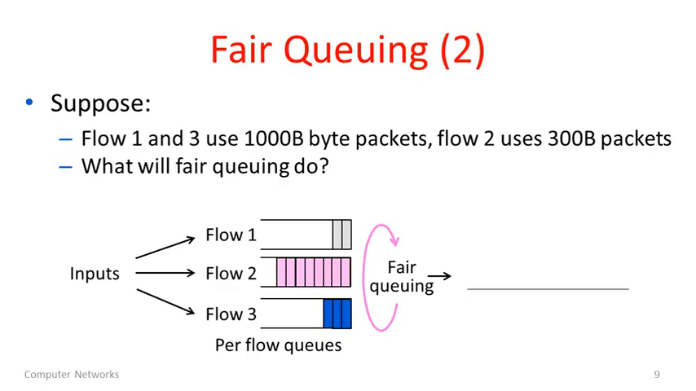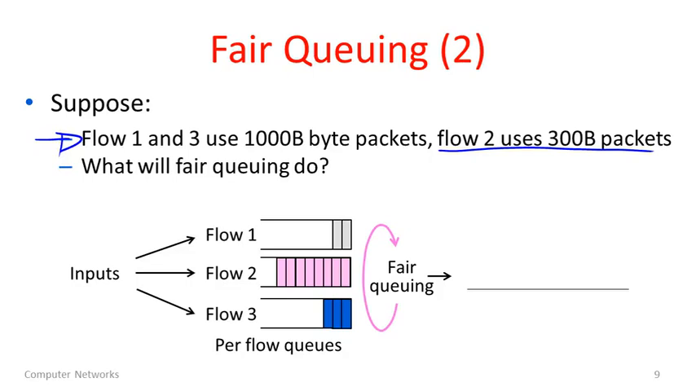Let's talk about an example to try and work that out. So let's suppose for this concrete example, here are our flows again, flow 1, flow 2, flow 3. Now I've drawn the same picture so the packets look the same size, but for fair queuing here, let us consider that flow 1 and flow 3 are sending 1000 byte packets, whereas flow 2 sends small packets of 300 bytes each. If this was round robin queuing, we would take 1 packet from each queue in turn, 1, 2, 3, 1, 2, 3, 1, 2, 3.